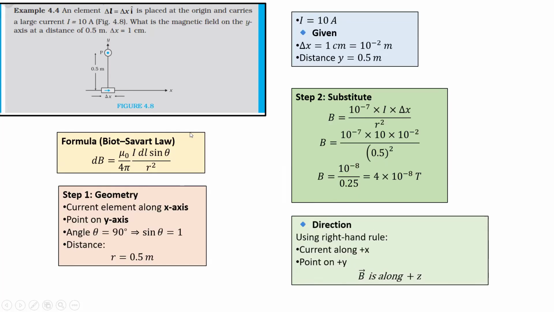Now, magnetic field is a vector quantity. This is the magnitude. What will be the direction? Use the right hand thumb rule. If you keep the right hand thumb along the current and curl the fingers, the magnetic field will be outward. Outward means that is along the positive z axis.